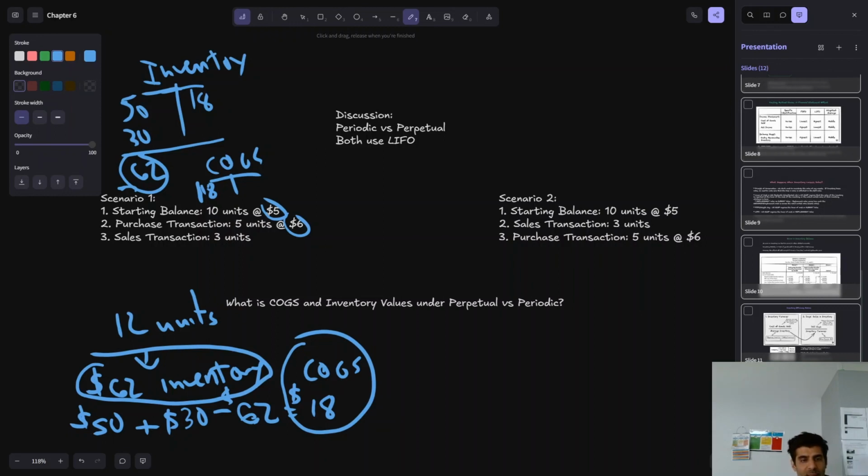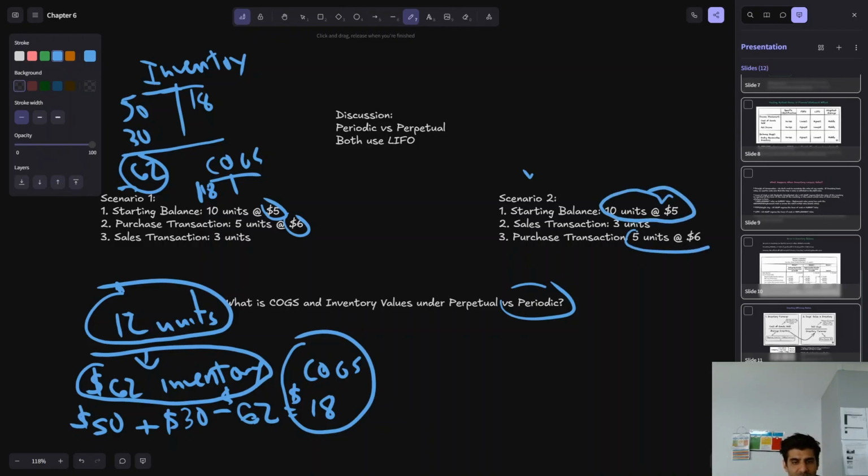Okay. Now, scenario 2 is going to be different because under periodic, it's the exact same. There's no change actually. Because we only figured out that we have 12 units at the end, and we're going to start the valuation from the back, which is still in this case 10 units at $5 and then 2 units here, right? So those 12 units are going to be $50 plus 12. It's the same for periodic.